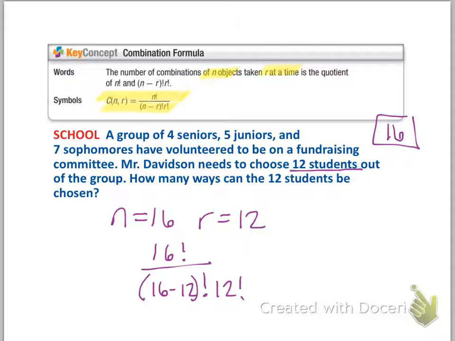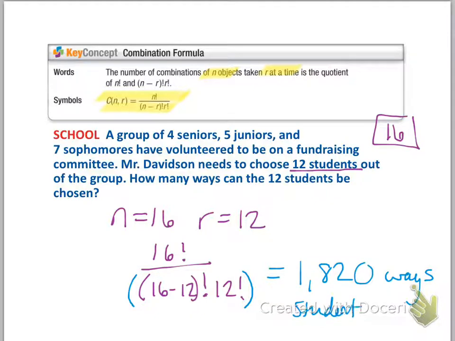Now when you're doing this, make sure you use parentheses appropriately. If you're going to type in exactly what is written here, you need another set of parentheses right here after the division symbol. So when you type that all in, we should get an answer of 1,820 ways students can be chosen. Always make sure to label your final answer. Okay, let's try another example.